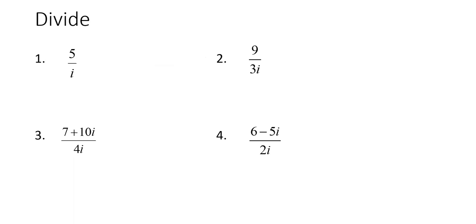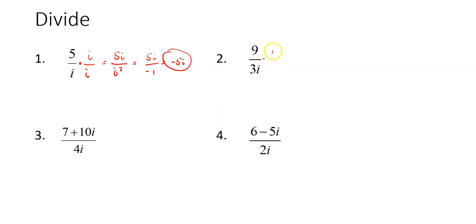Let's take a look at a few problems. Of course, they start simple, right? 5 over i. You want to simplify that. Multiply top and bottom by i. Gives me a 5i over i squared. Remember we said i squared is negative 1. 5i over negative 1, negative 5i. Right, so it cleans it up a little bit.